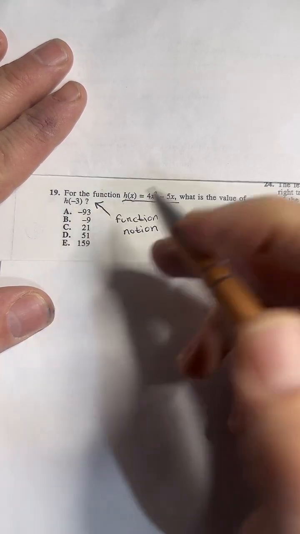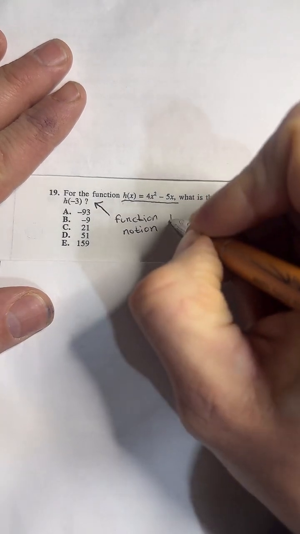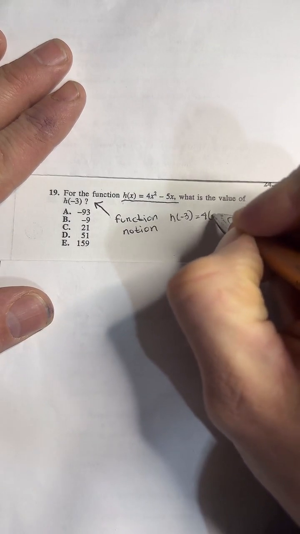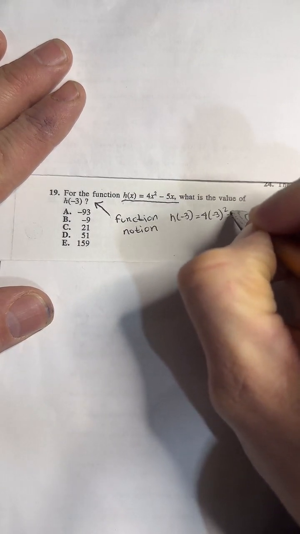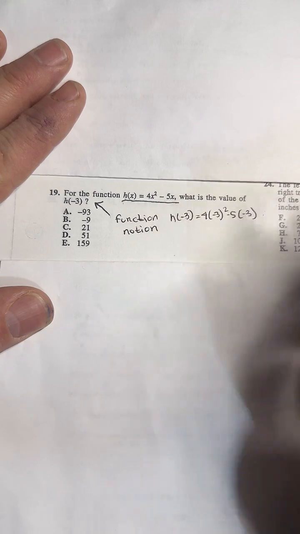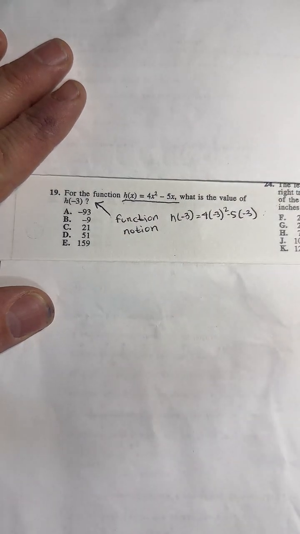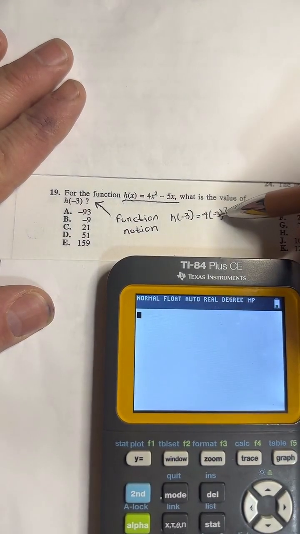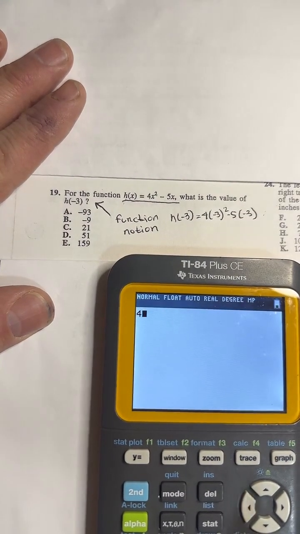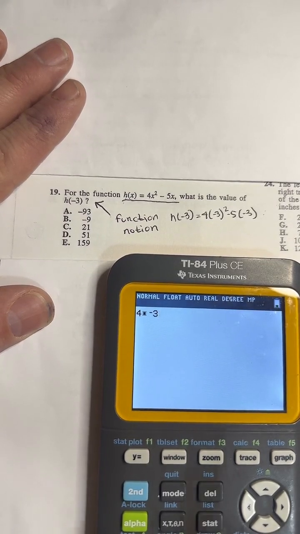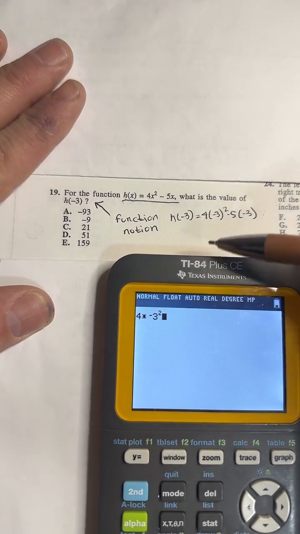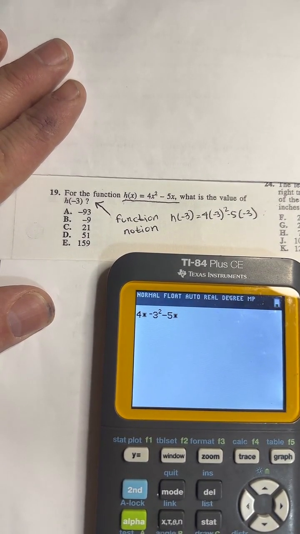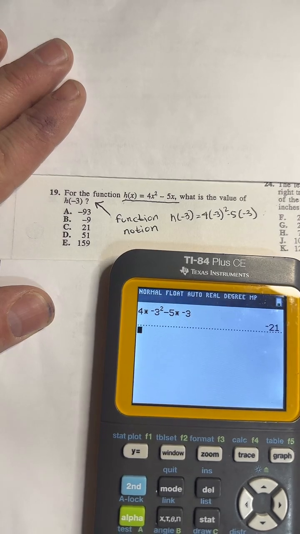Now I'm going to put negative 3 here. There's going to be a huge issue, and I'll show you. I have to put the negative 3 in parentheses. I work with a lot of kids, and a lot of kids don't put this negative 3 in parentheses. So what they're going to do is 4 times negative 3 squared minus 5 times negative 3.